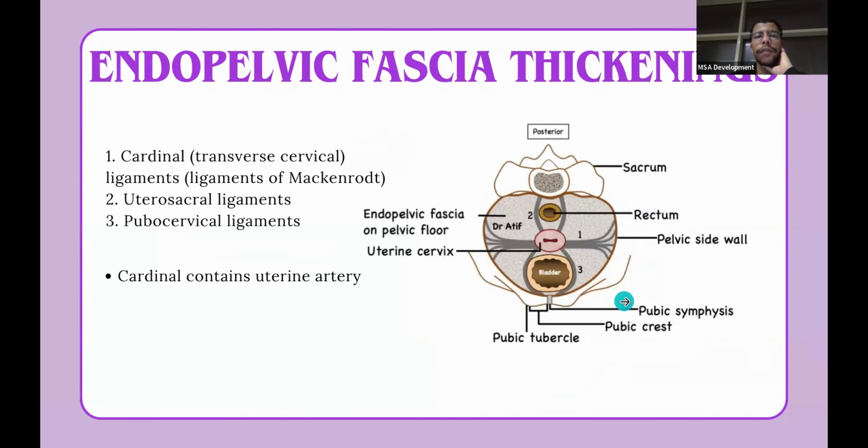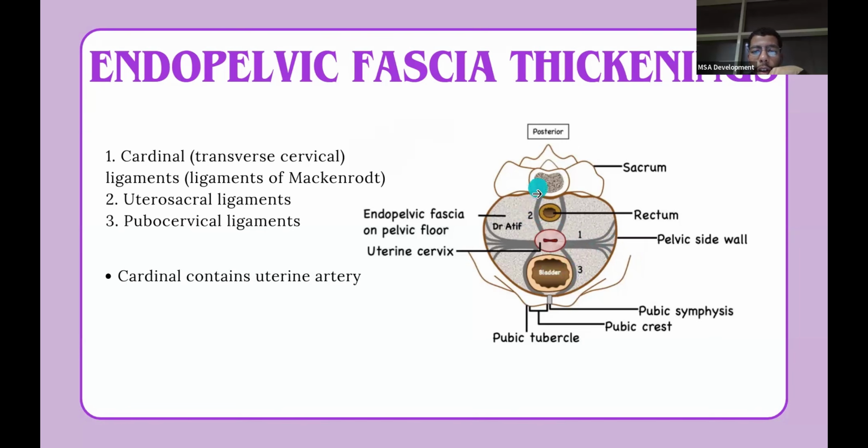Now in females, we have the endopelvic fascia. These are basically thickenings that keep the structures in place. So here we have the cardinal ligament. The cardinal ligament has the uterine artery. Remember, water under the bridge. Don't forget that. So the uterine artery is above the ureter, and the cardinal ligament is above the ureter. Sorry, the ureter is below the cardinal ligaments. That's why it's water under the bridge. So here, number one, we have the cardinal ligament, which has the uterine artery.